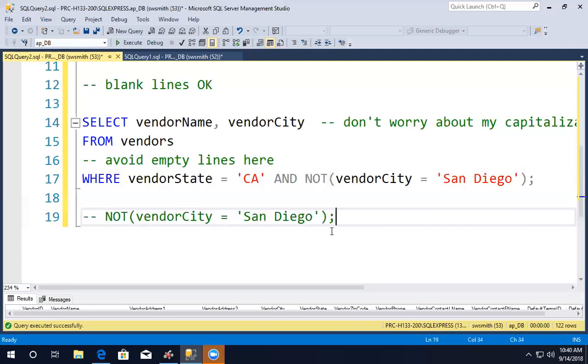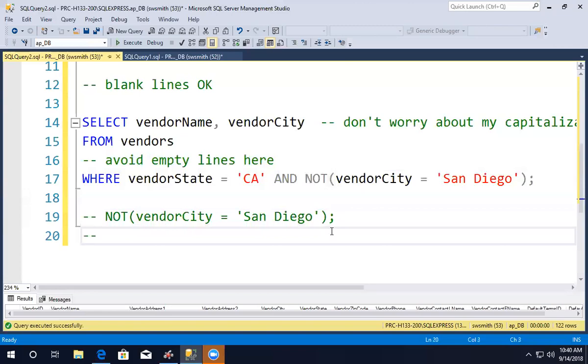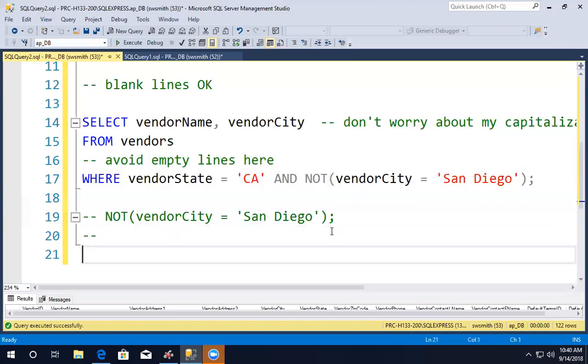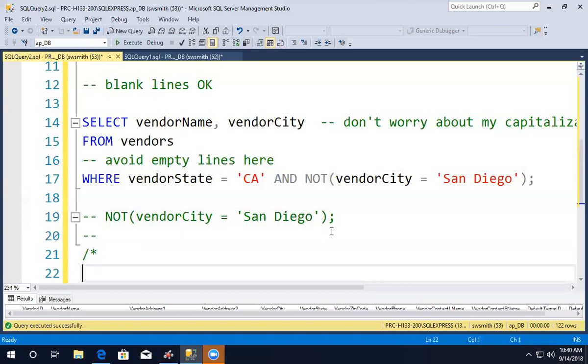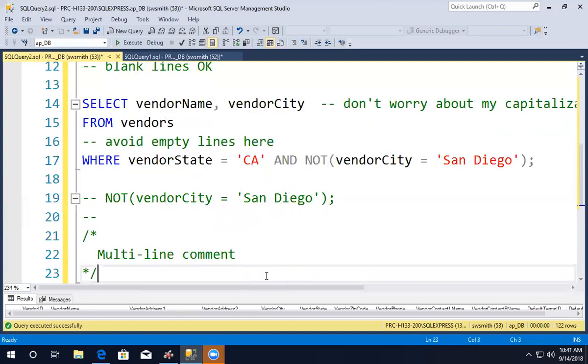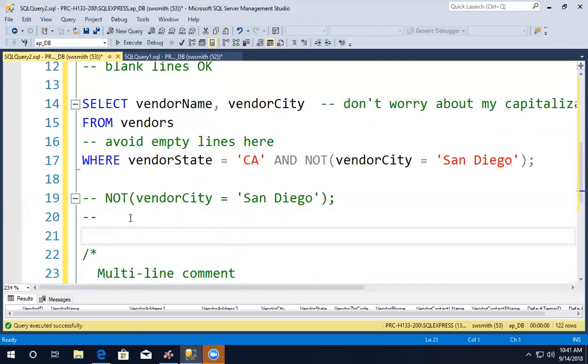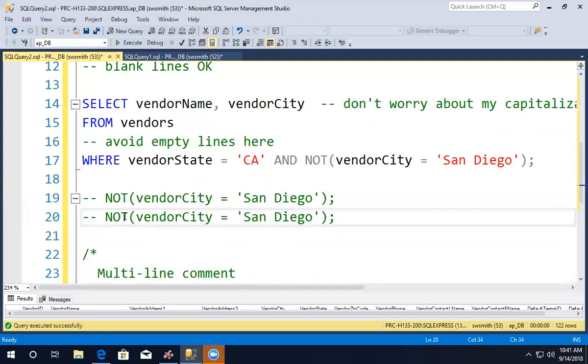This would be the same thing as, this is a comment. Comments can be a dash dash, which is a comment from here to the end of the line. SQL Server also accepts the C comments. So open a multi-line comment, write as much stuff as you want, as many lines as you want, and end with its backwards version. I usually use these most of the time. So vendor city.